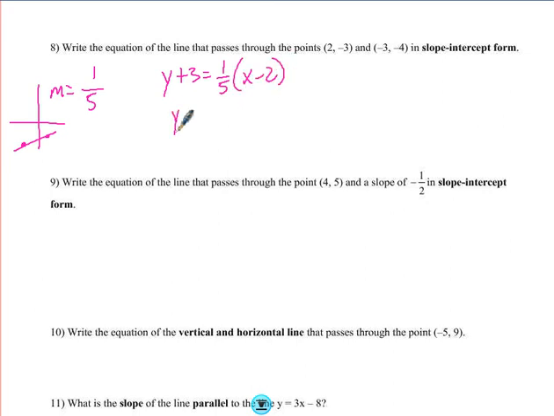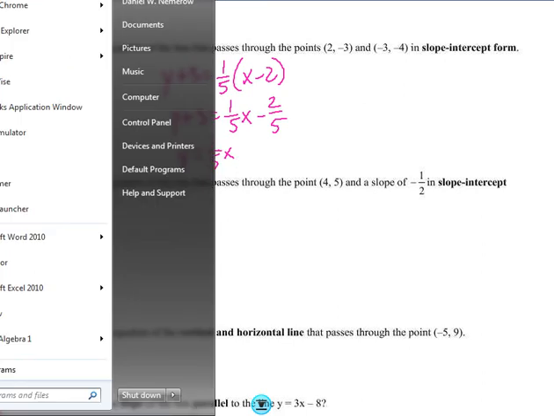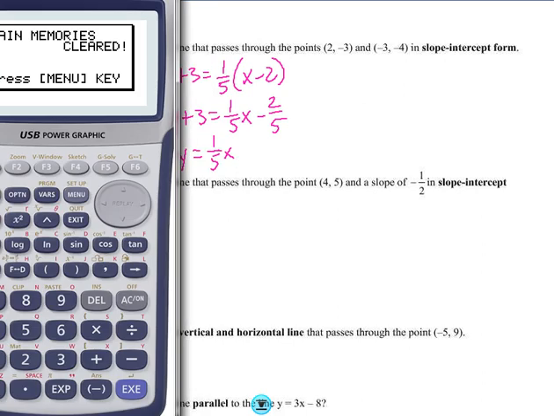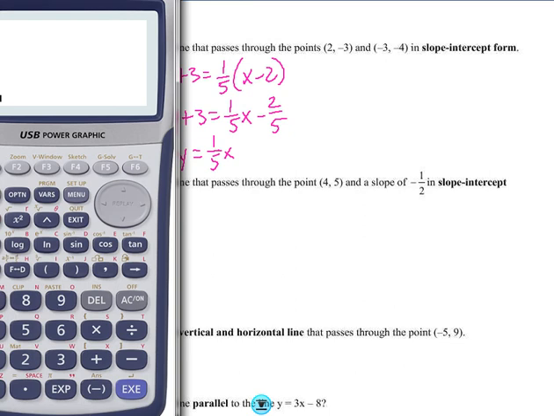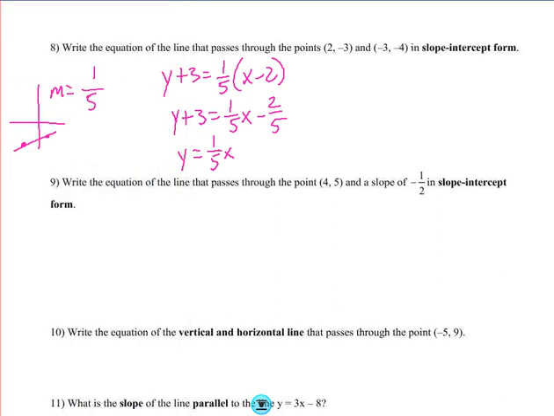I'm going to distribute the 1/5. And then I'm going to subtract 3. Now be careful here. You have to subtract 3 from negative 2/5. If you're not sure how to do that, the easiest thing you can do is go ahead and open up your calculator. Most of you have a calculator that'll do this pretty easily. This is negative 2/5 minus 3. And it gives it to me as an improper fraction, which is fine, negative 17/5.